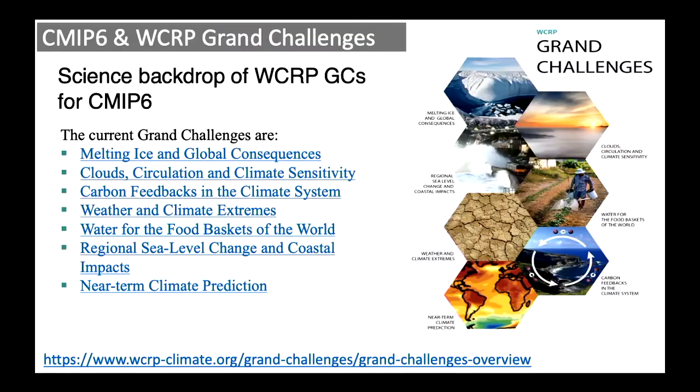So CMIP6 was designed around the World Climate Research Programme's Grand Challenges. So these are what WCRP a few years ago decided were the really fundamental science questions that we should be focused on as a climate community. And yeah, so the links, I think, are there if you want to click on them later and look at what they're doing. And so the working group on coupled modelling is in charge of this one, clouds, circulation and climate sensitivity. But I think CMIP can be useful in answering all of these grand challenges.